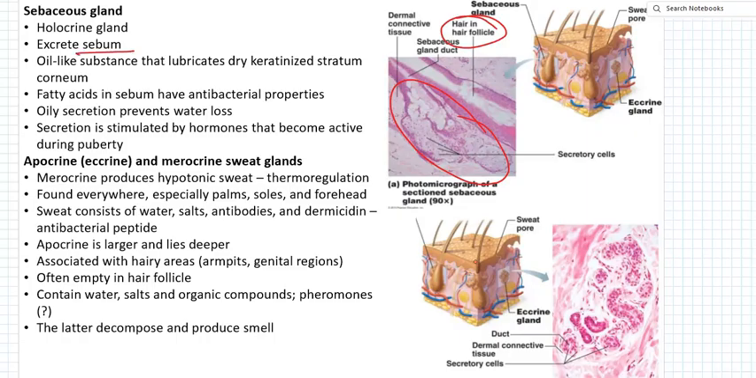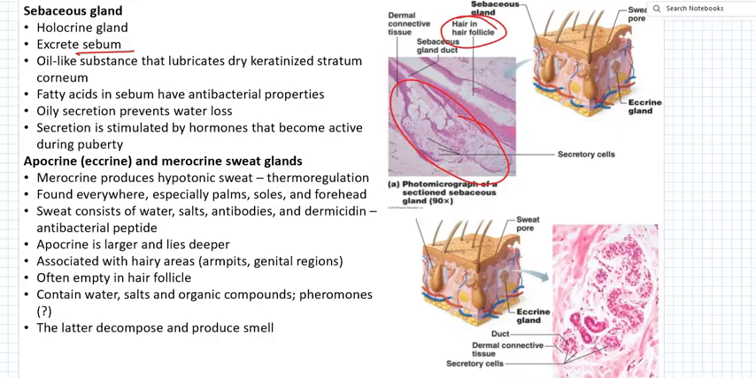It consists of so-called short-chain fatty acids. You don't need to know that. So sebum is the oily substance that lubricates the hair. People have different levels of sebum production. And the more sebum, the oilier the skin and the oilier the hair.